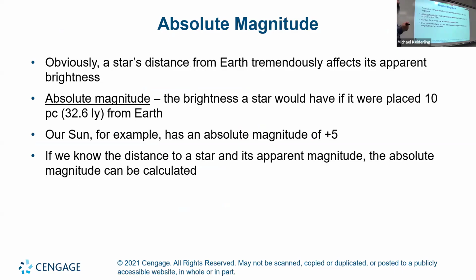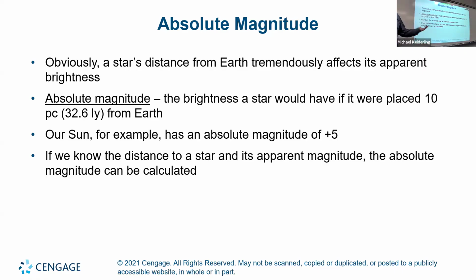Now, a star's distance from Earth tremendously affects its apparent brightness. If you have 2 stars of the same brightness, but one is a lot further away, it's going to be a lot dimmer. So there's also something called absolute magnitude. Absolute magnitude is the brightness a star would have if it were placed 10 parsecs or 32.6 light years away from Earth. So for example, our sun has an absolute magnitude of +5. And Sirius has an absolute magnitude of, I think it's around, I'd have to look it up. It's about 0. It's much brighter than the sun.